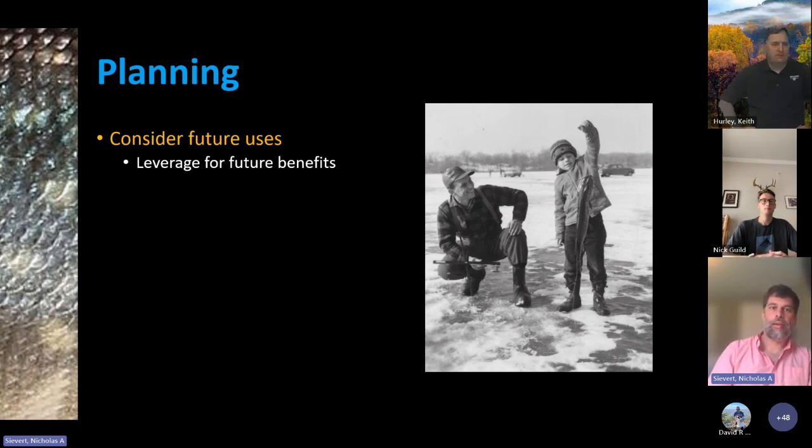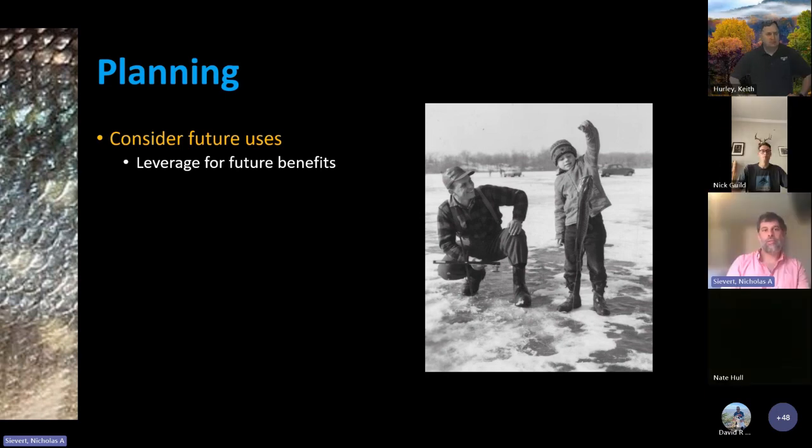zip code data, or get some information about economics and how much they're spending, even if that's not directly influencing your question right now. If you can easily collect that data at the same time, and it's not adding a lot of survey burden, it might be worth considering what else you might want to collect now to help facilitate future use of that data set.